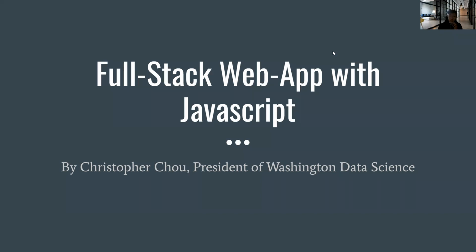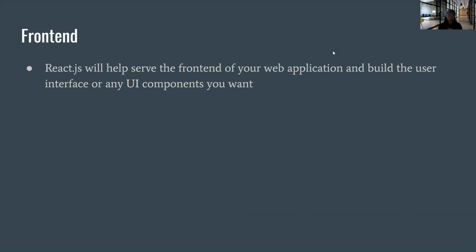We use something called MERN stack, which stands for M is MongoDB, E is Express, R is React, and N is Node.js. So that's the different frameworks you're going to be working with when we're talking about JavaScript. And so for our front end, the most popular choice is React, and various companies use this, such as Facebook. And it's going to help you serve your front end onto your web application and build the user interface or any of the components that you want.